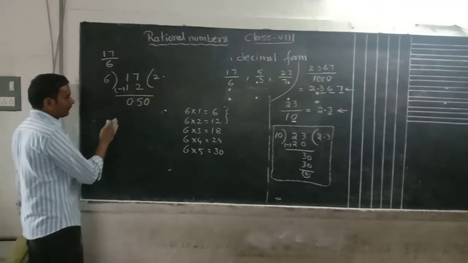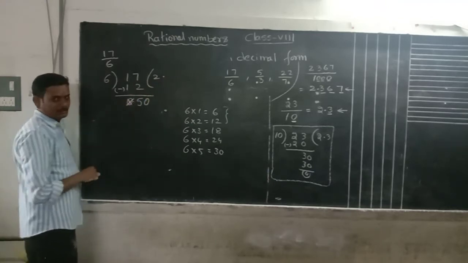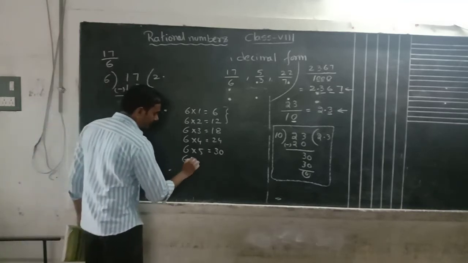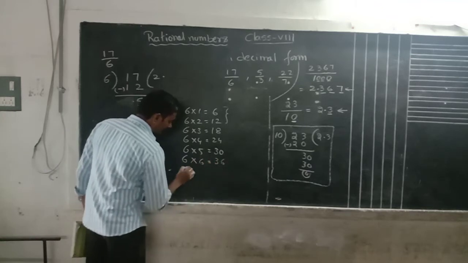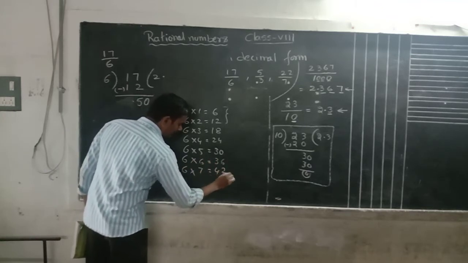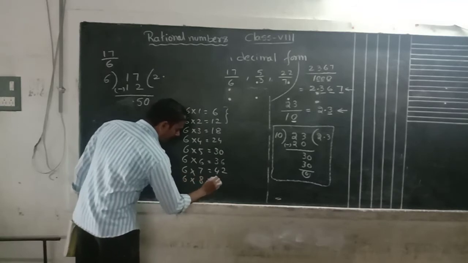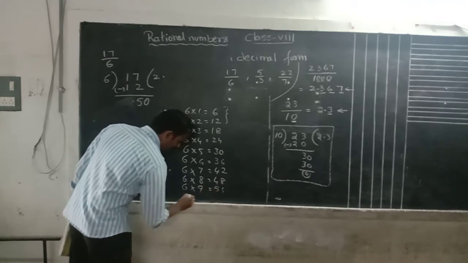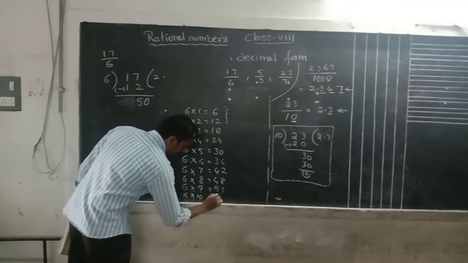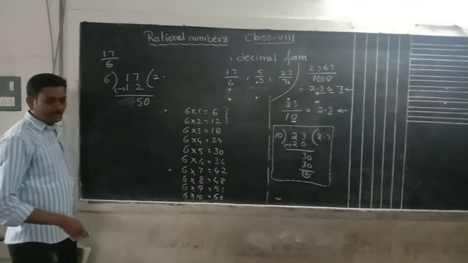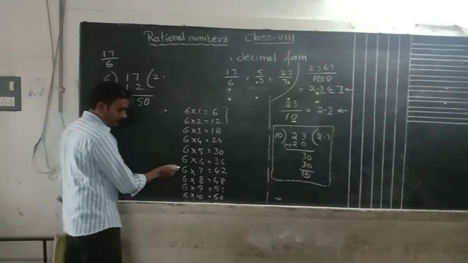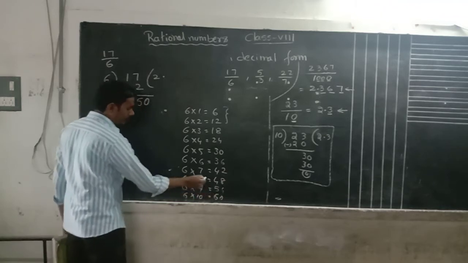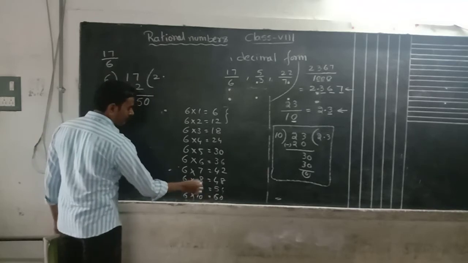Now again read the table. 0 no need to write. Okay, 50. 6 6 is 36, 6 7 is 42, 6 8 is 48, 6 9 is 54, 6 10 is 60. Now which is the nearest for 50? 42 is less, 48 is needed, 54 is more. So we need 48. 6 8 is 48.